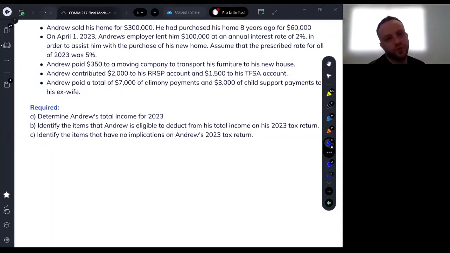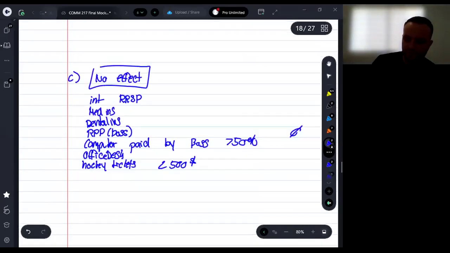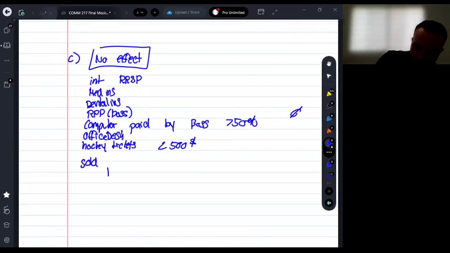Andrew sold his home for 300,000. He purchased it 8 years ago for 60,000. What's the move here? Doesn't really say, but since he lives in it, it's untaxable. Exactly. It's his home, the home he lived in, not taxable. So no effect. Sold principal residence.